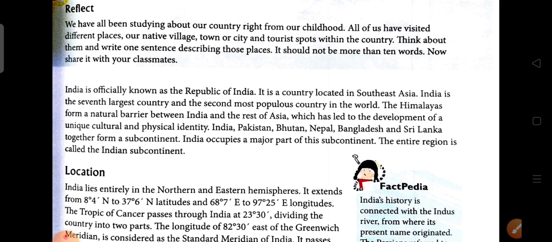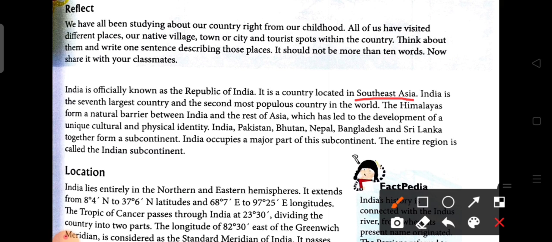It is a country that is located in the southern part of Asia, and India is the 7th largest country and the second most populous country in the world. So 7th largest means the first 6 are Russia, Canada, US, China, Brazil, Australia, and next to this the 7th largest country is India, and the second most populous country in the world after China.